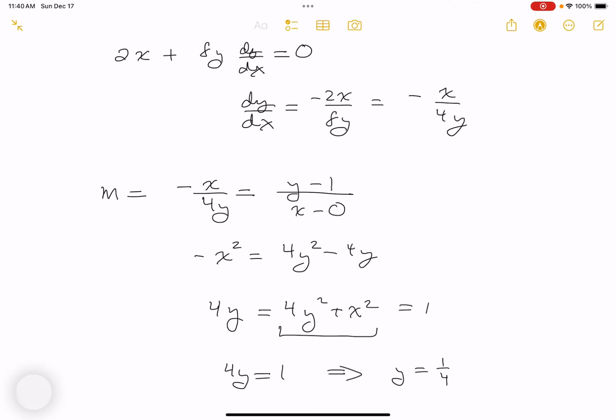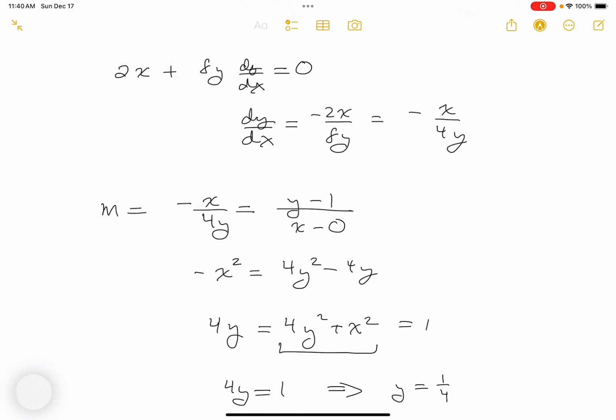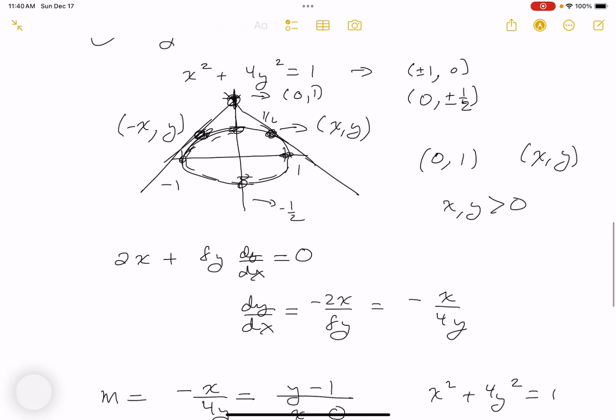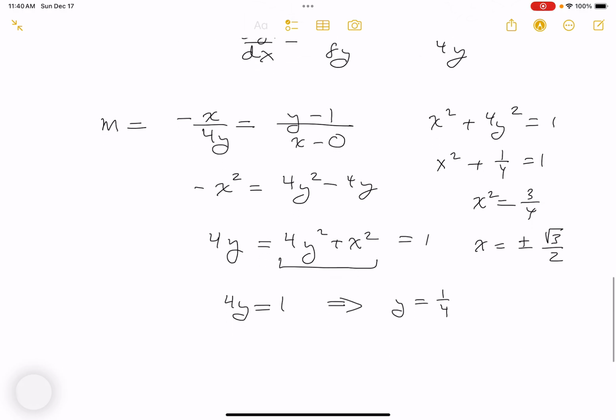Let's figure that out. I go back to my original equation. It's x squared plus 4y squared is equal to 1. X squared plus, well, if I square a quarter, you get a 16th, and 4 times a 16th is a quarter, and that equals 1. And what's x squared going to be equal to? 3/4. What's x equal to? Well, as expected, plus or minus the root of 3 over 2. I'm expecting that, by the way, plus or minus the same number. It's going to be root 3 over 2.